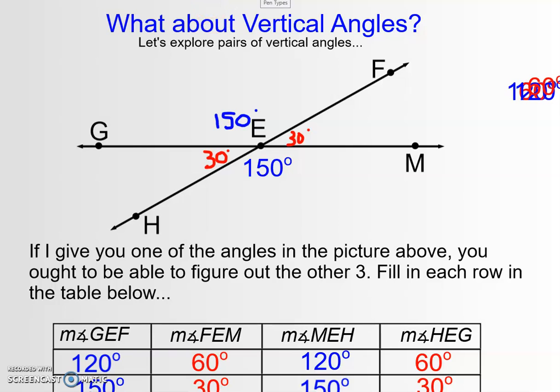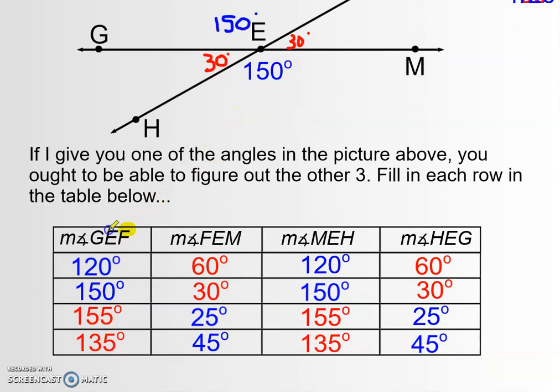Well, you'll notice that if I switch over to, say, a highlighter here, that this group, GEF, that's this angle right here, is vertical with HEM, or MEH. And you'll notice that FEM, which is this one right here, is vertical with HEG. So what did we just learn about vertical angles? Well, if you look at this yellow column and this yellow column, you'll notice something about the vertical angles.